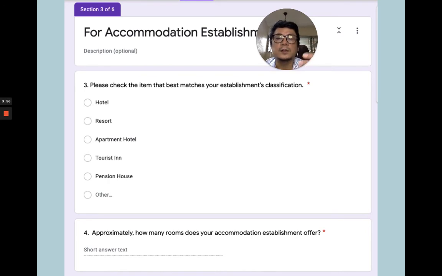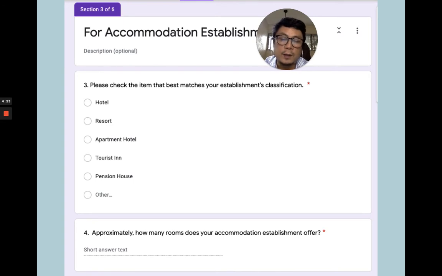Next question is another typical question format, which is multiple choice. They're supposed to choose only one from the list. Please check the item that best matches your establishment's classification: hotel, resort, apartment hotel, tourist inn, pension house. So what level of measurement is this? This is the same as the previous one. This is still nominal data.